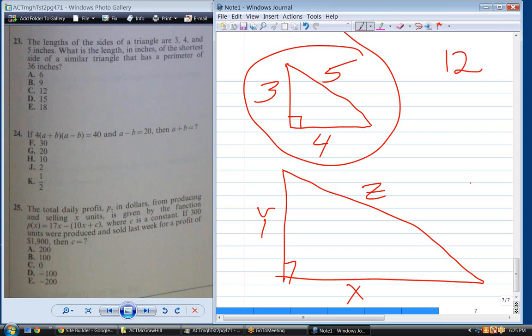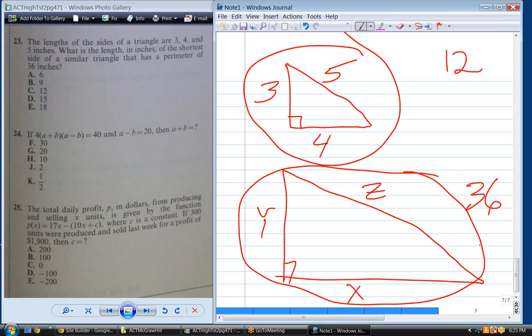They want the short side. This, they're saying, has a perimeter of 36. And they want the short side, which is this side. You can see that the short side is the vertical side, the side that's 3 up here. Well, it's got to be the same short side down here. It's y. Well, what's y going to be?